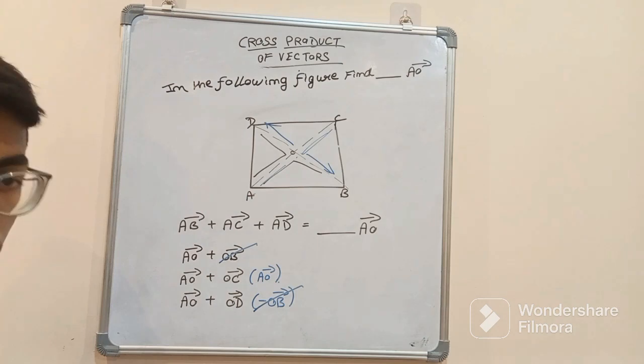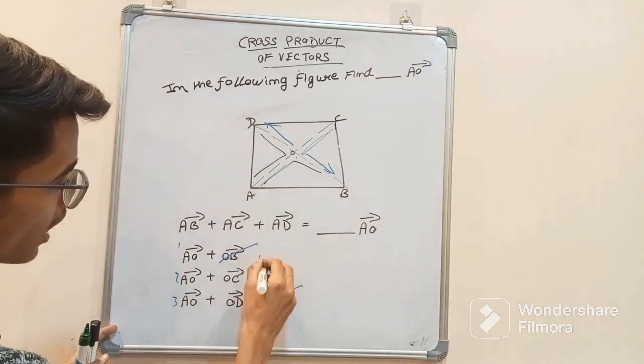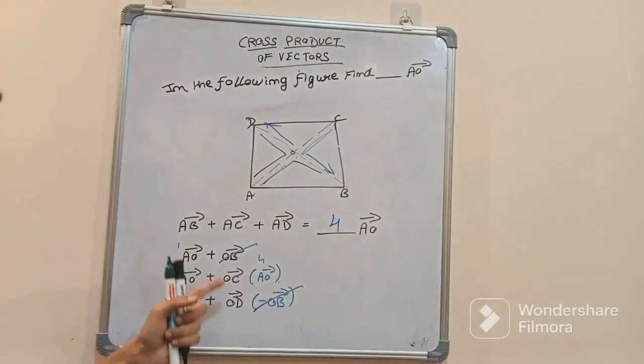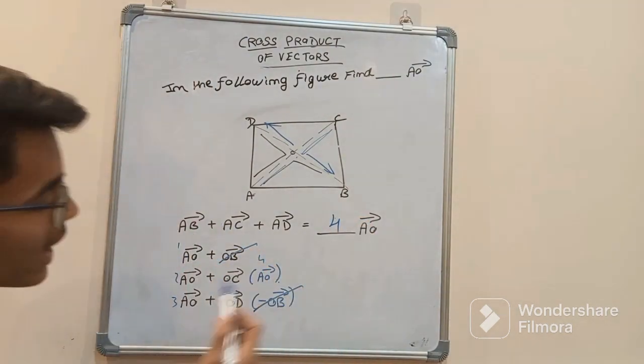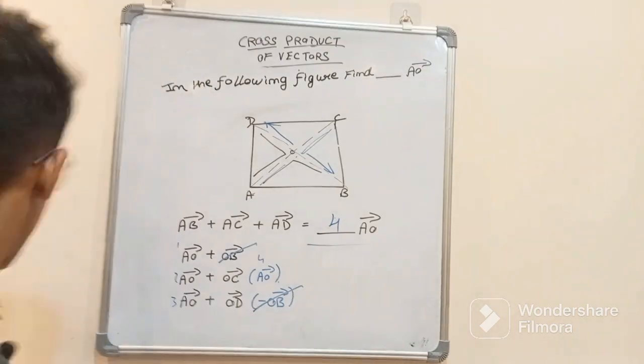We are left with 4 AOs. That is 1, 2, 3 and 4. So we have our answer, that is AB vector plus AC vector plus AD vector is equal to 4 AO vector.